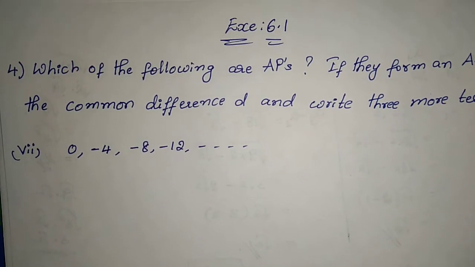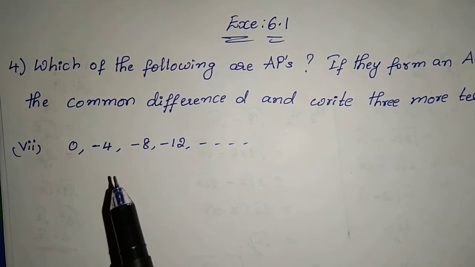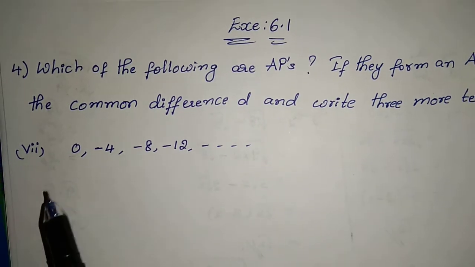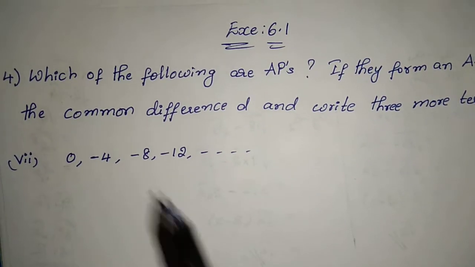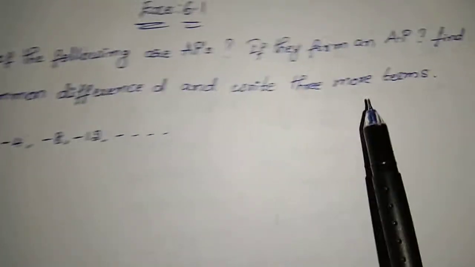Today we are going to discuss exercise 6.1, fourth problem. Up to the 6th one we have already done in the fourth problem. From the 7th one we will do in this video. See the question: which of the following are APs? If they form an AP, find the common difference D and write 3 more terms.